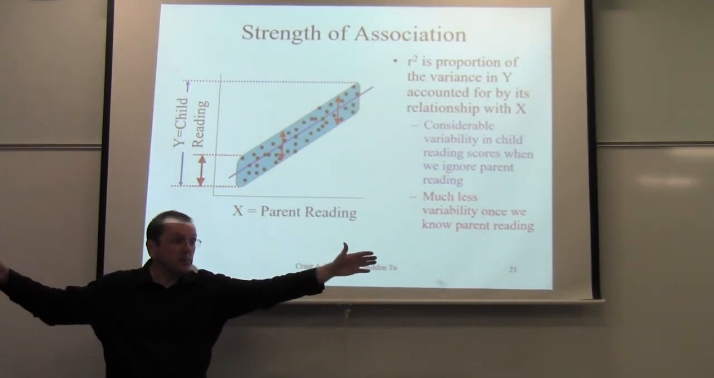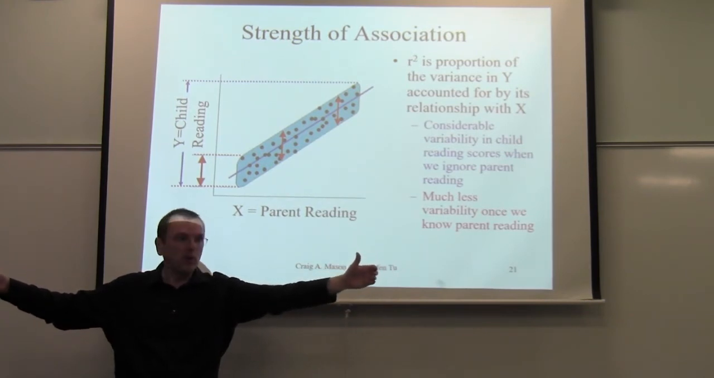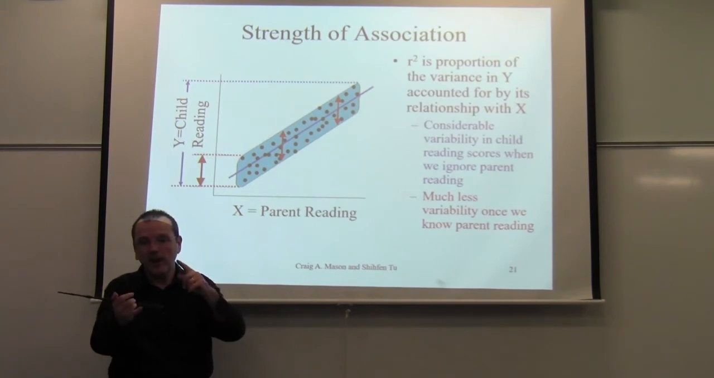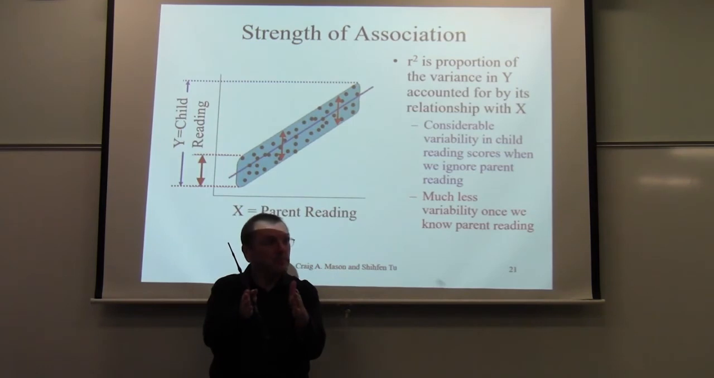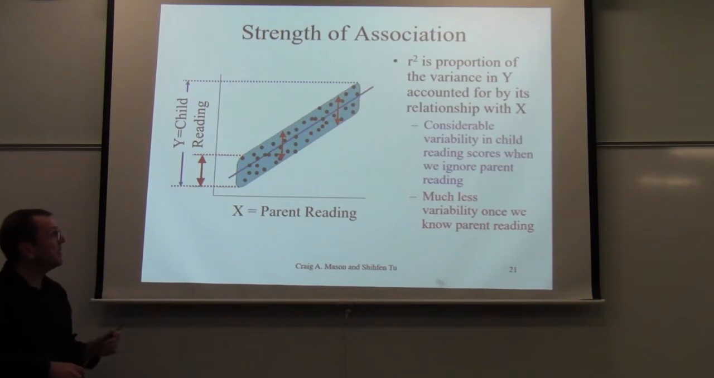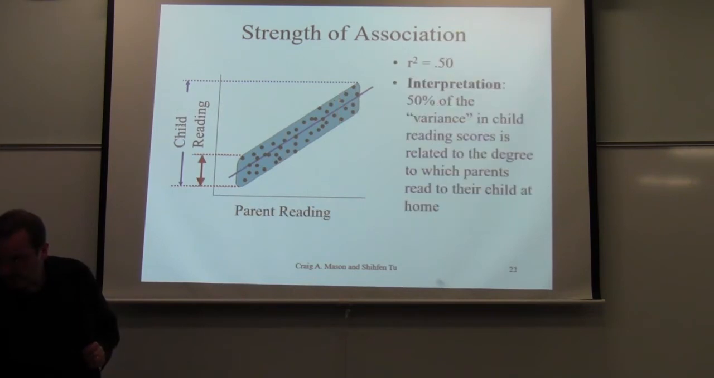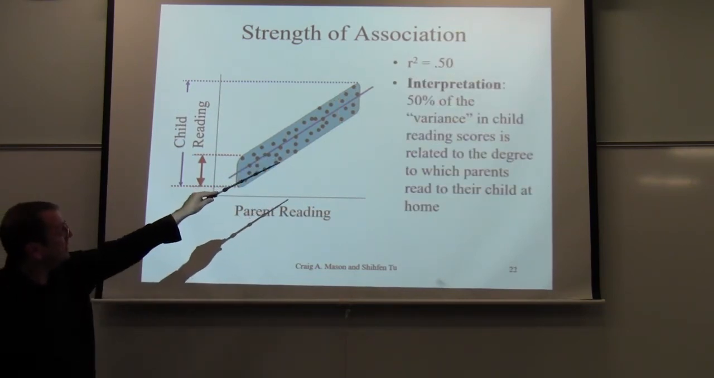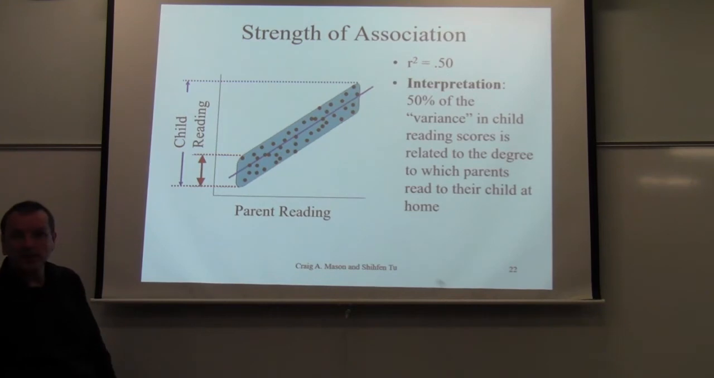If you're trying to guess how well a child's going to do in college, and you're thinking, I have no idea, but if I know this and this and this and this about them, I'm able to narrow it down. That's helpful information. So that's what's behind R squared. If the R squared is 0.5, it just tells us 50% of the variance in reading scores is related to how much their parent reads to them.